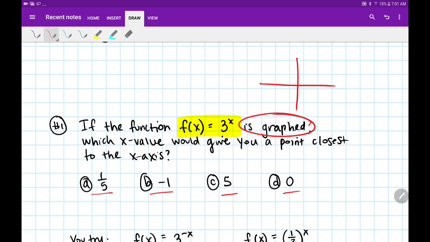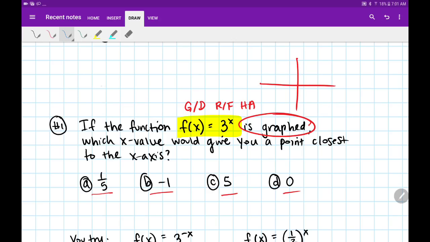So 3 to the power of x is an exponential function. Your question is: is this growth or decay? Is it regular or flipped? And what's my horizontal asymptote? So this would be growth. For growth or decay, you always look at the base of the exponent.